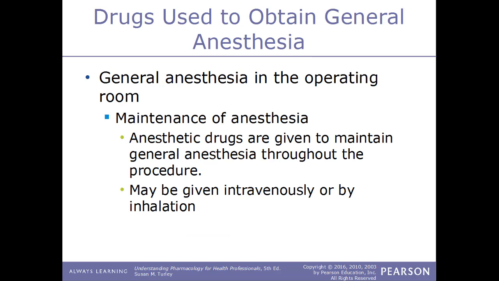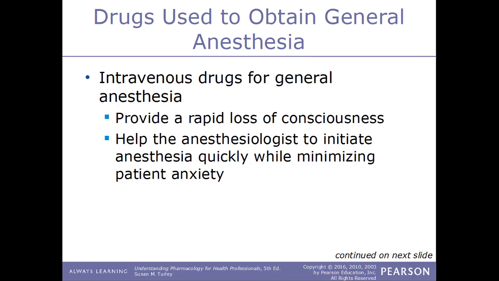Alright, now we'll talk about drugs that are used to obtain general anesthesia. Now, anesthetic drugs are given to maintain general anesthesia throughout a procedure in an operating room. And these may be given intravenously or by inhalation. When it comes to intravenous drugs for general anesthesia, these work very rapidly and provide a rapid loss of consciousness. And these help the anesthesiologist to initiate anesthesia quickly while minimizing the patient anxiety.